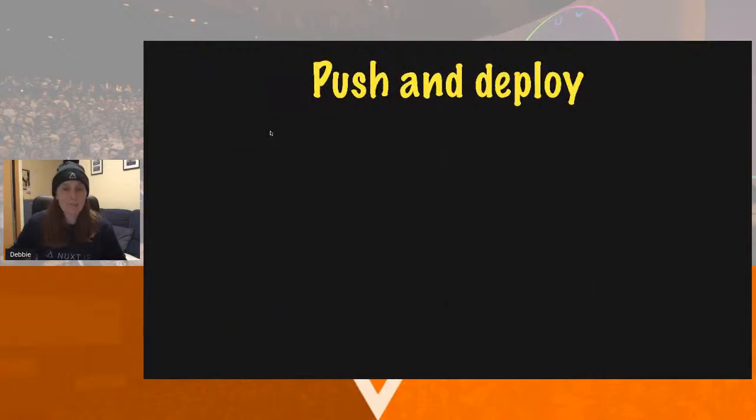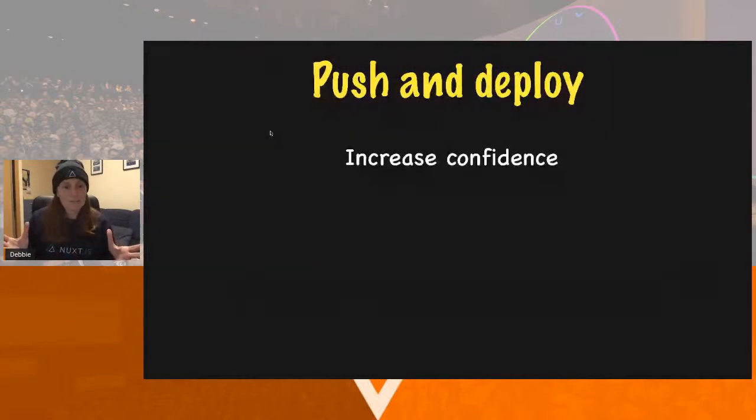So basically, push and deploy. That's all you've got to do nowadays. You're building your site and you just push and deploy. It increases confidence because every pull request becomes its own staging environment. Staging is the same as production. So it increases confidence in what we're building and what we're deploying.